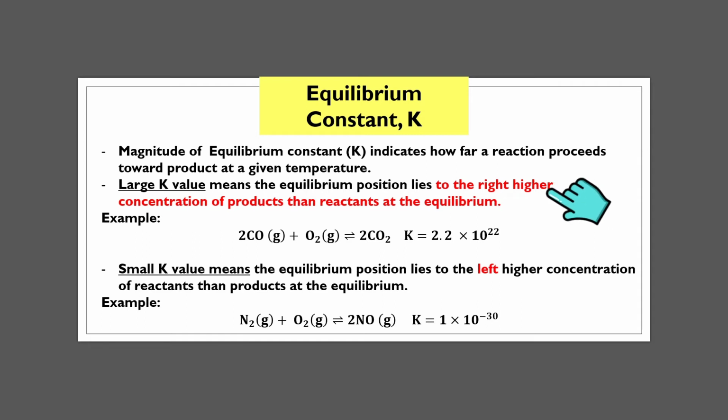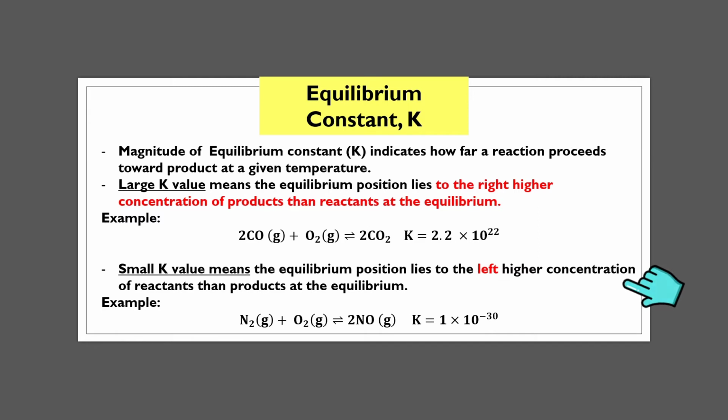A larger equilibrium constant K value means that at equilibrium, there are higher concentrations of products than reactants, and the equilibrium position lies more to the right. For example, at equilibrium, this reaction has the equilibrium constant K value of 2.2 times 10 to the power of 22. A large K value means that at equilibrium, there are higher concentrations of the product carbon dioxide than the concentrations of the reactants carbon monoxide and oxygen.